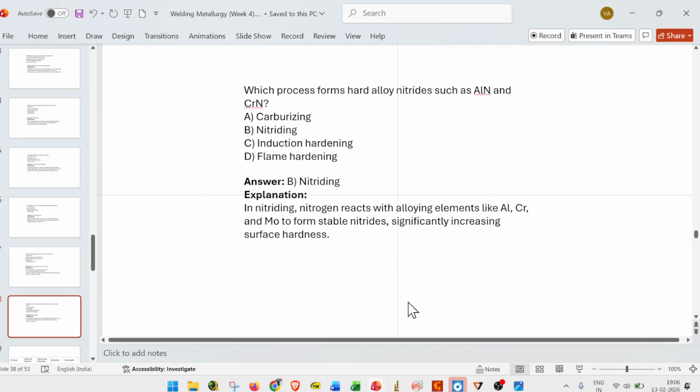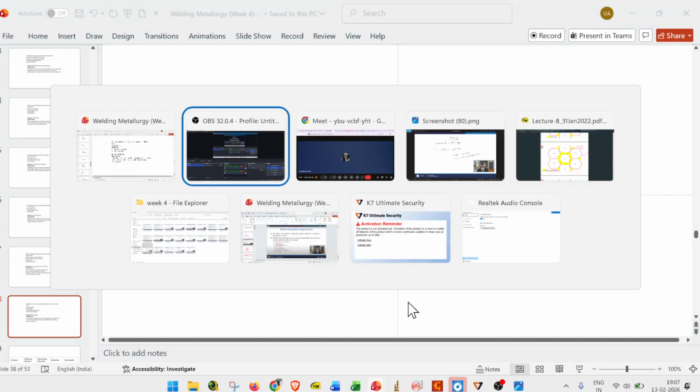Which process forms hard alloy nitrides such as AlN and CrN? It is nitrides, so it will be nitriding. Carburizing is only for introducing carbon. Flame hardening is also not for nitrogen, it only heats the surface. So it will be the nitriding process. In nitriding, nitrogen reacts with alloying elements like aluminum, chromium and molybdenum and forms stable nitrides, significantly increasing the surface hardness. Okay.